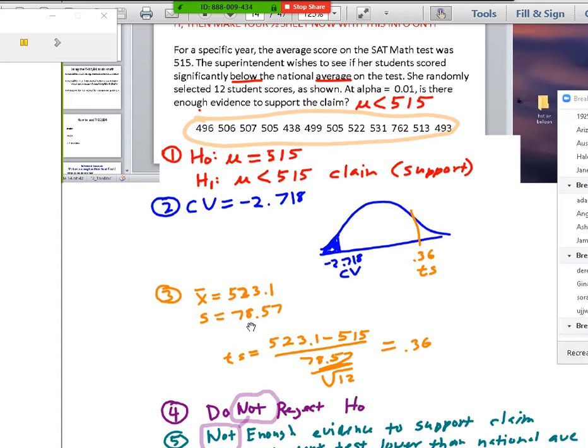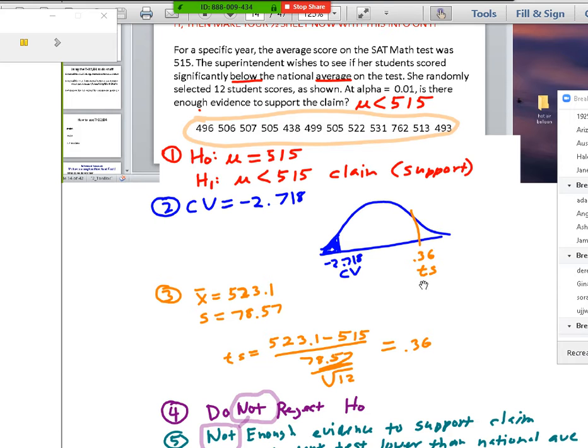All right, so then I'm going to do my test stat. My X bar minus my mu: from my sample, this part, and then from the claim, 515, that goes there. What I got from the sample minus what I had in the claim, divided by S over square root of n. Here's my S, my n was 12. And you got 0.36.